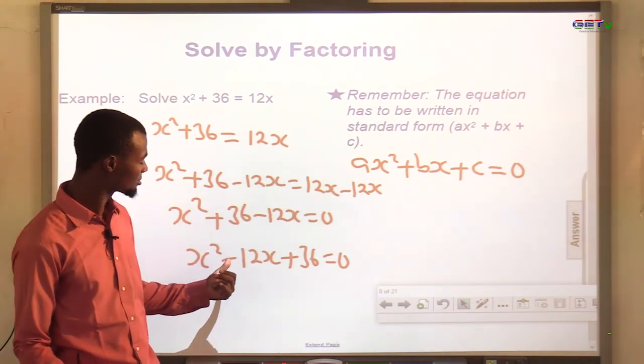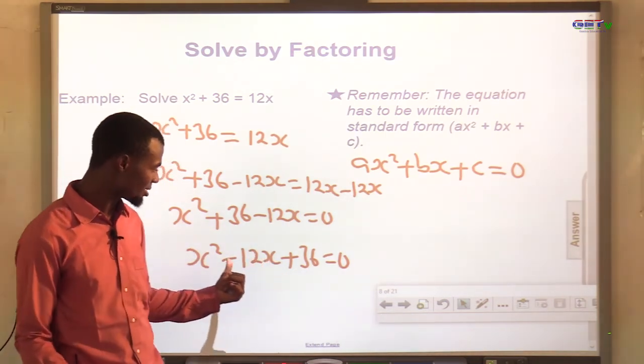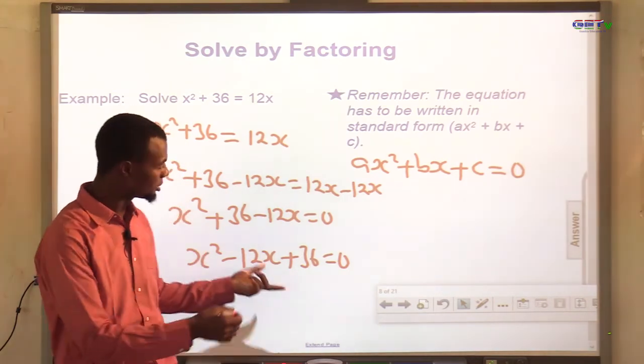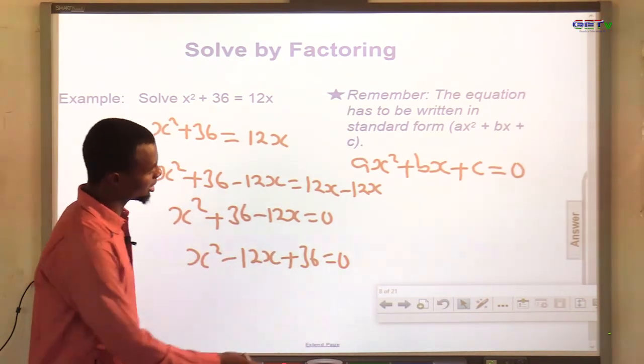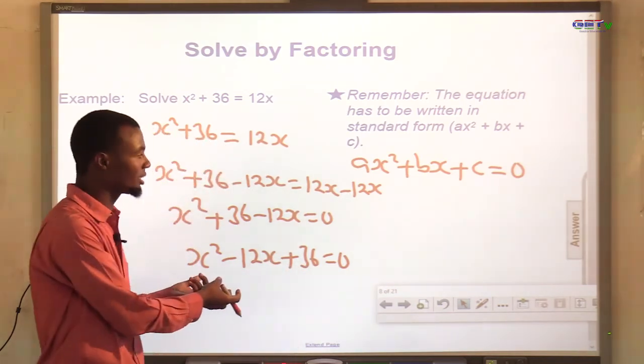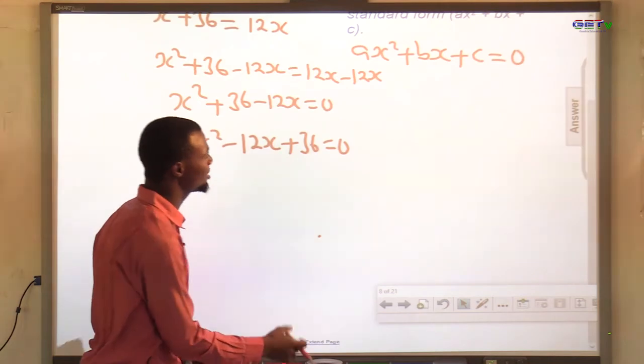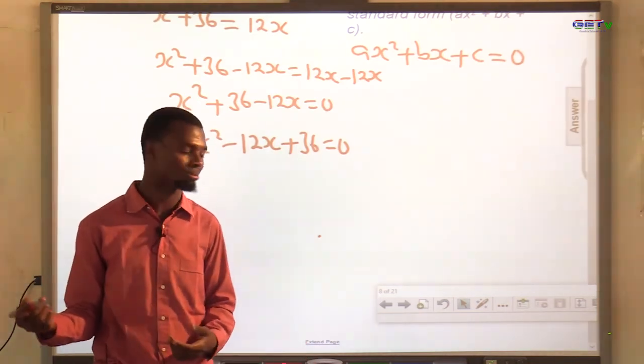A is 1, B is negative 12, and C is 36. So you see it is in that form. Now, if you factorize this part of it, then you get the solution of the equation. How do we do that? The same thing that we learned before.